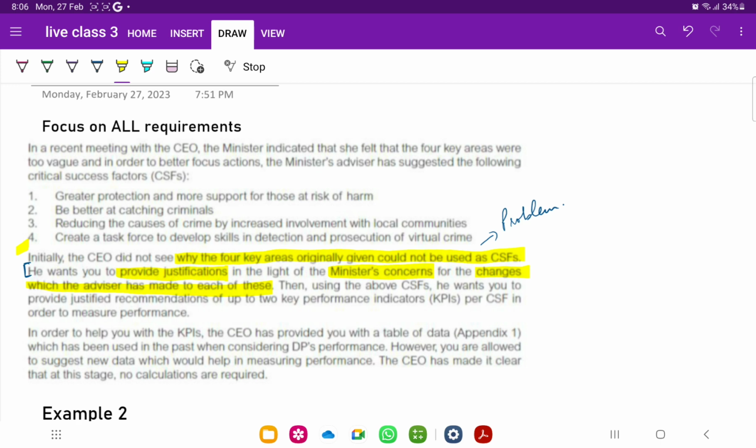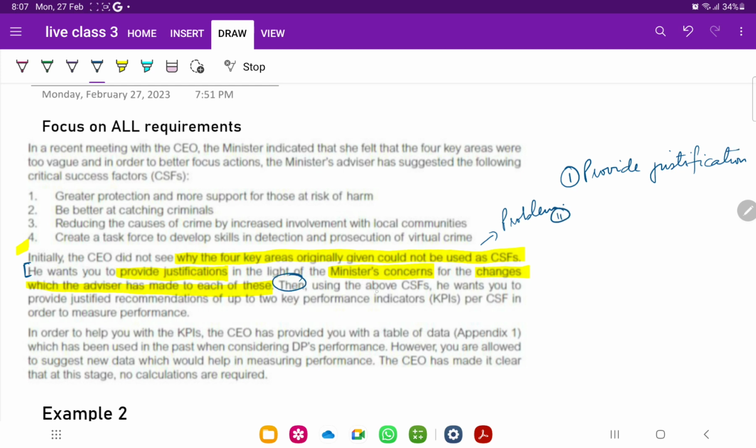This is the first requirement. So you have to keep this in your mind. You may write this somewhere else while attempting the paper. You may write that the first thing which you have to do is to provide justification, right? What is the next thing which you have to do?